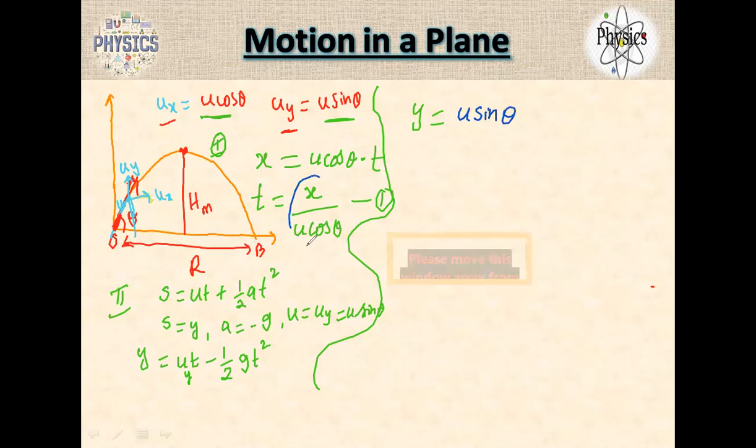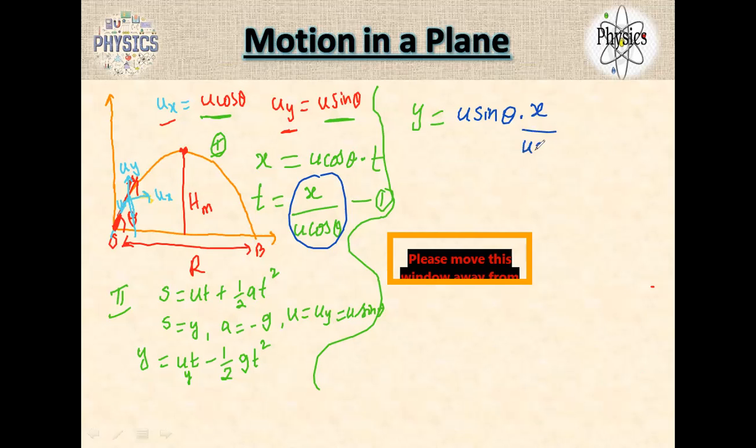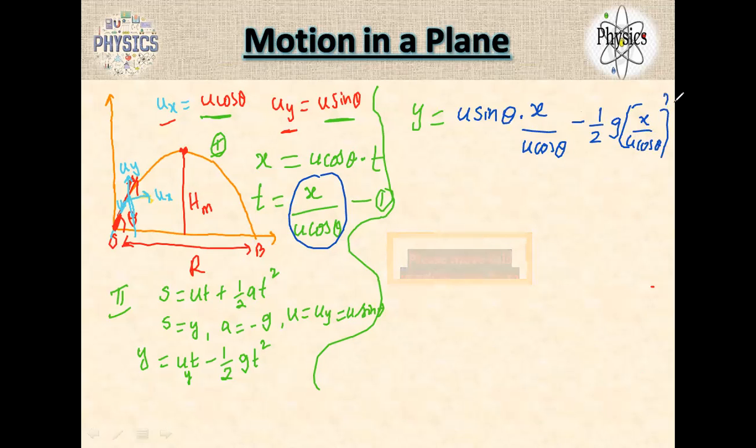t is what? You should write down this t into x by u cos theta, minus of g. t is how much again? You have to write down as x by u cos theta whole square. Almost reached. We reached the parabola equation.